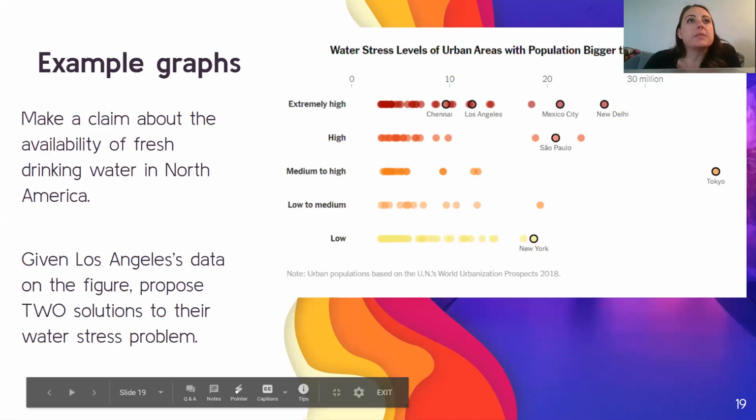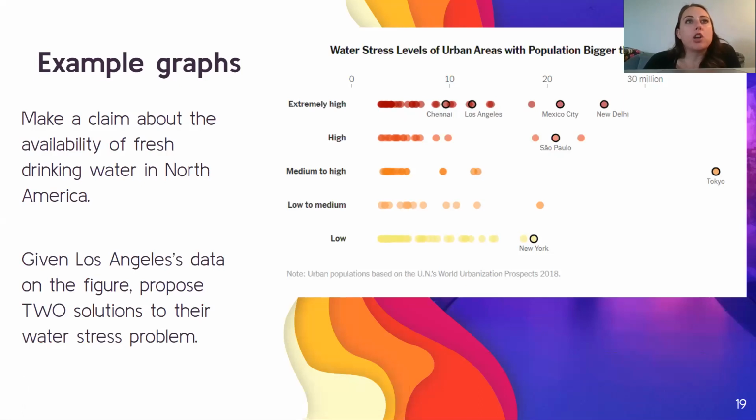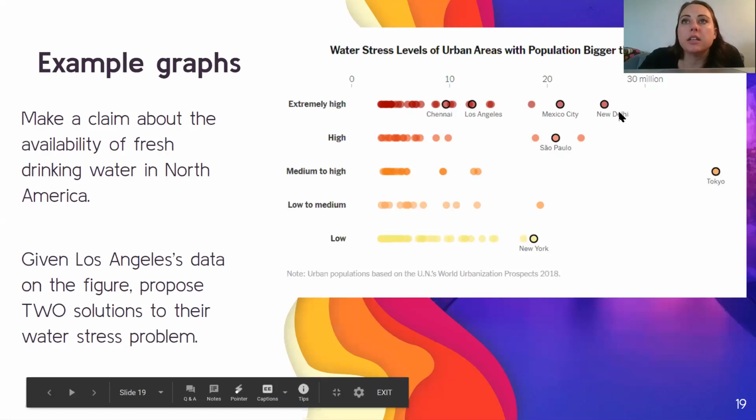So this one says, make a claim about the availability of fresh drinking water in North America. So first thing, what are the countries in North America? I'm gonna look. Tokyo, no go. New Delhi, that's in India, nope.